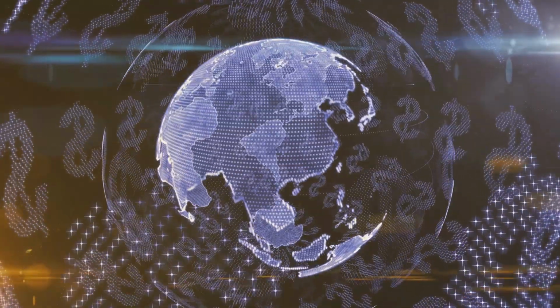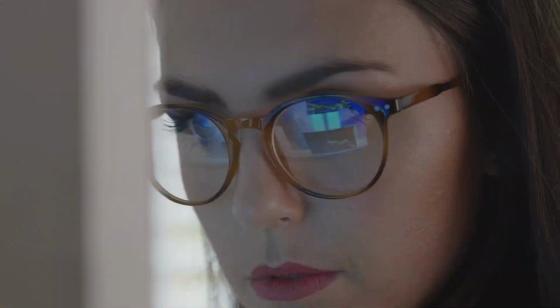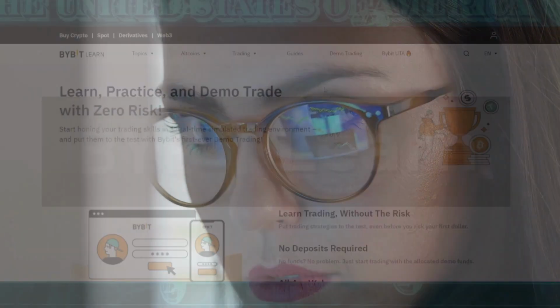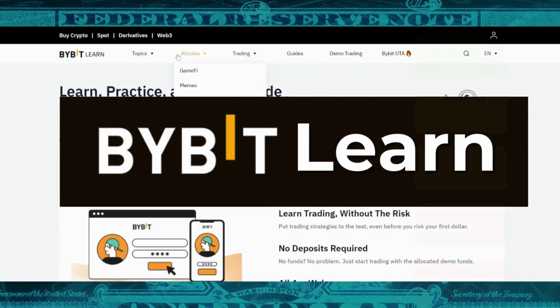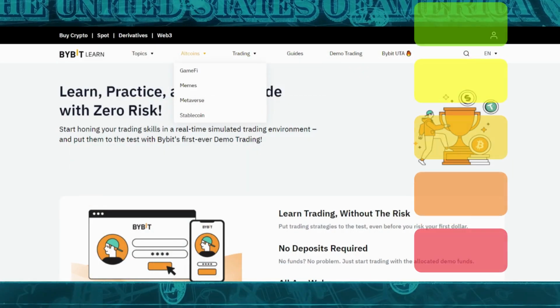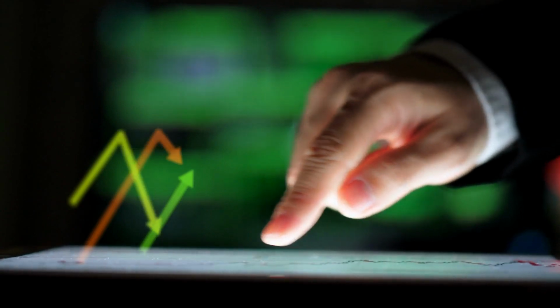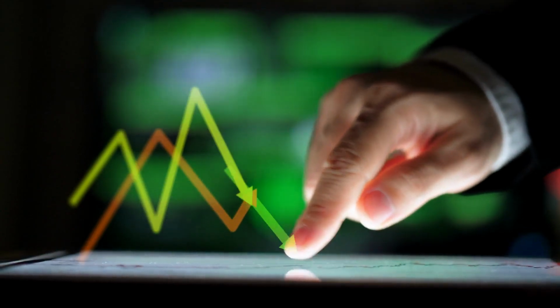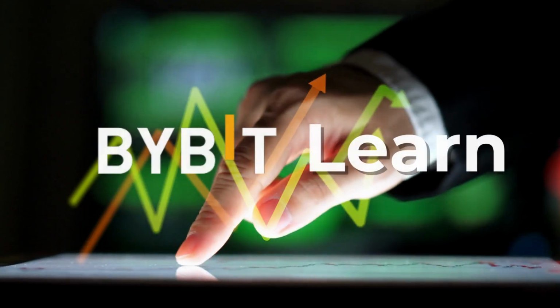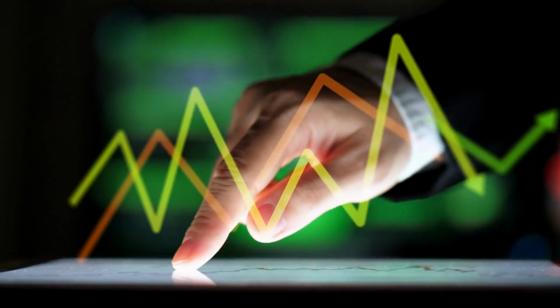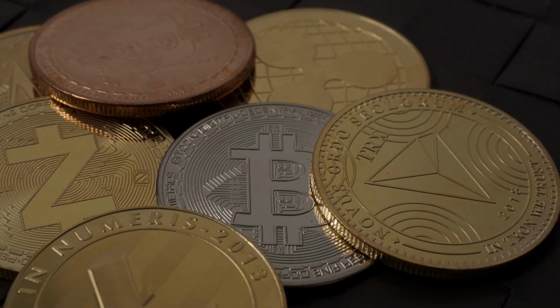In the ever-evolving world of cryptocurrencies, staying informed and educated is paramount. Bybit Learn offers an invaluable resource for traders of all levels. With its commitment to fostering financial literacy and supporting the crypto community, Bybit Learn is a must-visit platform for anyone interested in the world of digital assets.